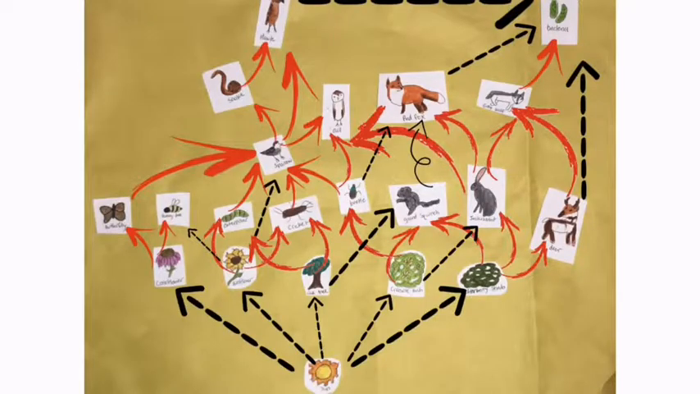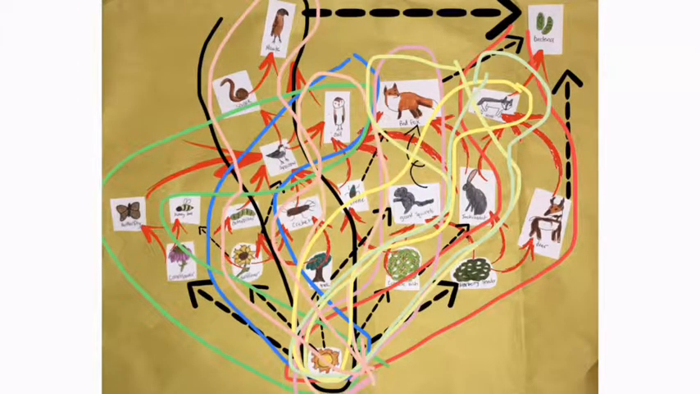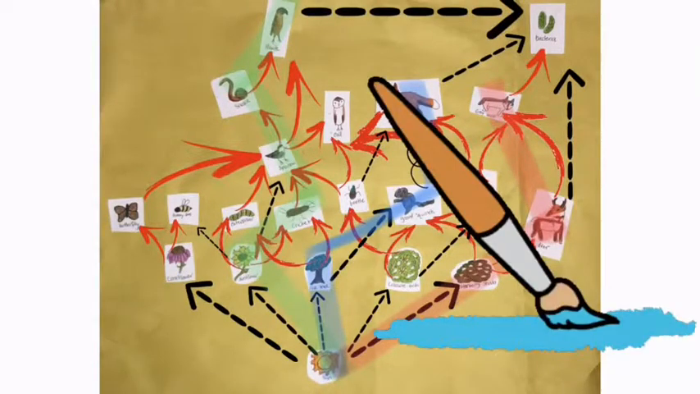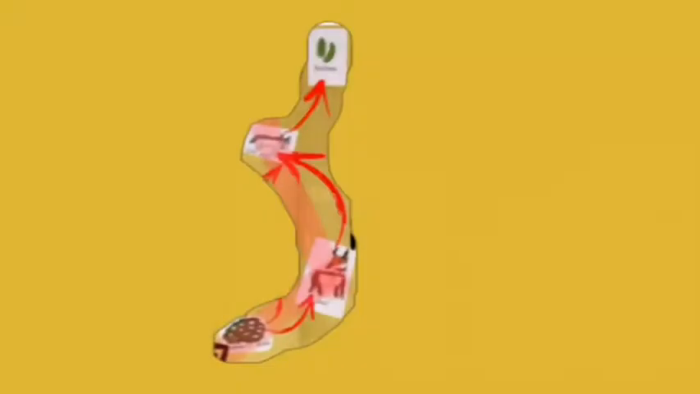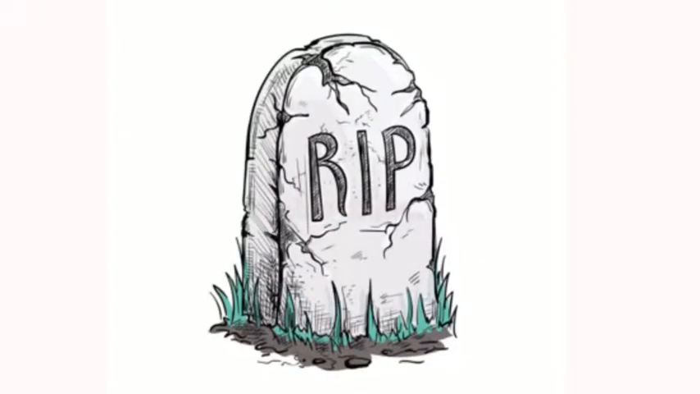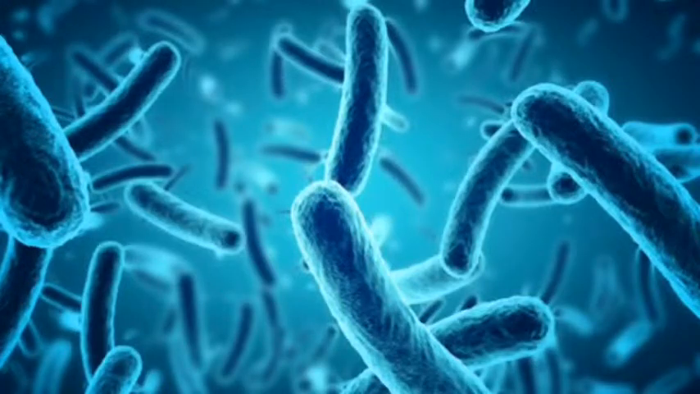In the food web, there are multiple food chains. For example, the simplest food chains are highlighted in red and blue. In the red food chain, the elderberry shrub is consumed by the deer, which is consumed by the gray wolf. And when the gray wolf dies, it gets consumed by the bacteria.